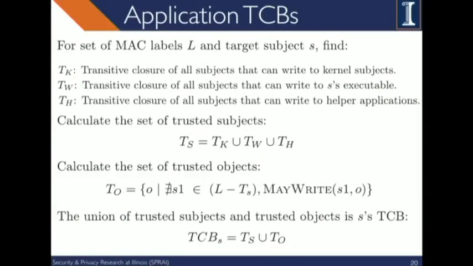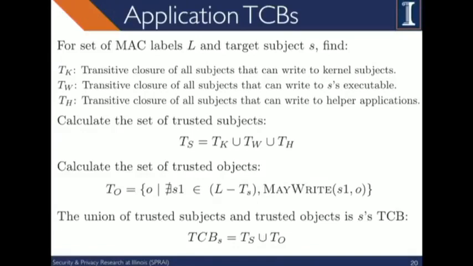So first, we identify all of the subjects on the system that can write to the kernel. Again, if you can write to my operating system, I necessarily need to trust you. So all of our kernel writers are included in our list of trusted subjects. We also have all of the subjects in the system that can write to my target application's executable. Again, if you can overwrite my application binary, then I necessarily need to include you in my trusted computing base.